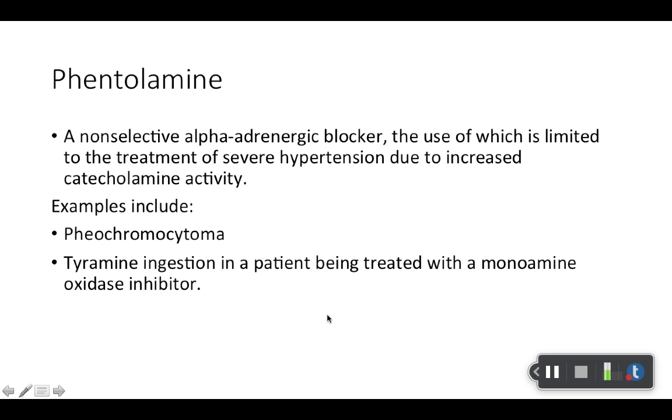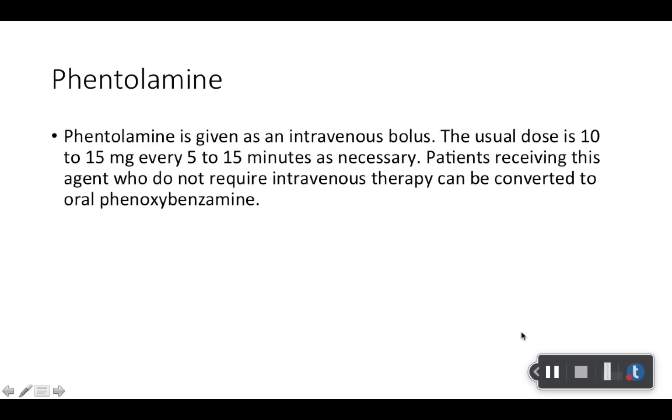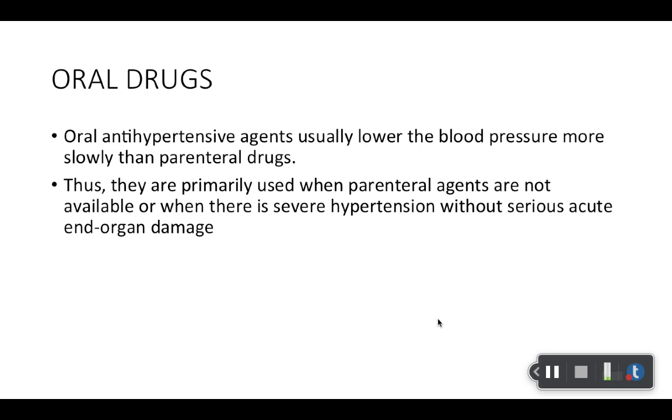MAO inhibitor, monoamine oxidase inhibitor, which is a class of antidepressants that we'll talk about later. But if they have a tyramine ingestion, that can be really bad news for them. Here's just the dosing of that, just FYI. And as far as adverse effects go, it can cause tachycardia, flushing, headache, nausea, vomiting.